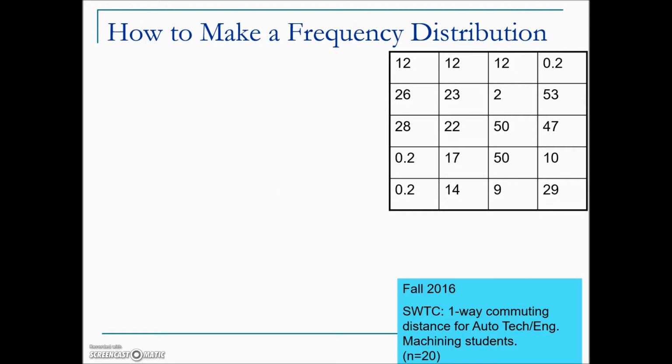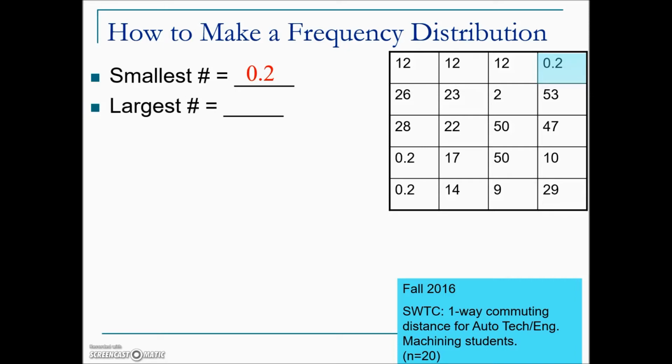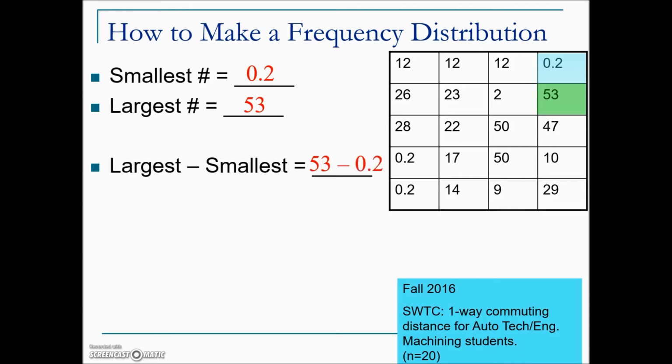So here we have a set of data for commuting distances from a set of students. First of all, we need to identify the smallest number, and if you scour the data, it's 0.2 of a mile. We need to determine the largest value. So again, looking through the data, it appears 53 is our largest. Next, we want to subtract the smallest from the largest value in our data set.